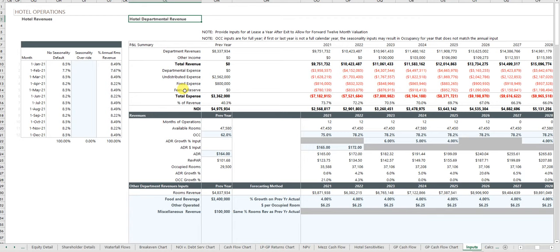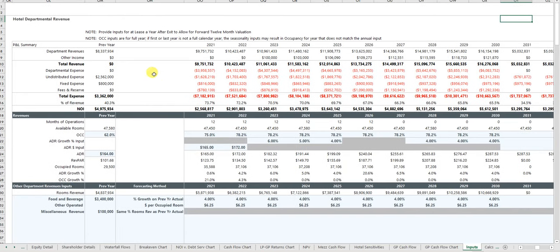The inputs are done in segments, so here we have the hotel departmental revenue. At the top of each of these sections is a summarized P&L. So you see the revenues in black, of course, the expenses in red. And so you can monitor the impact of your inputs as you go along.